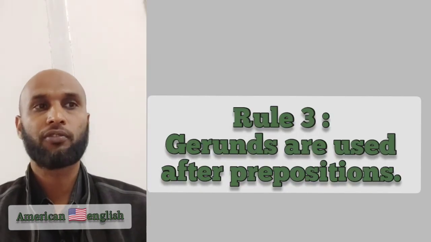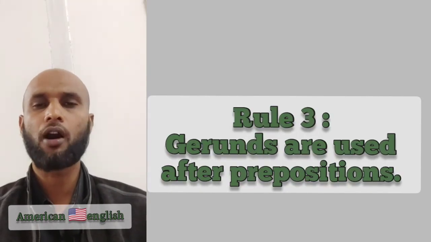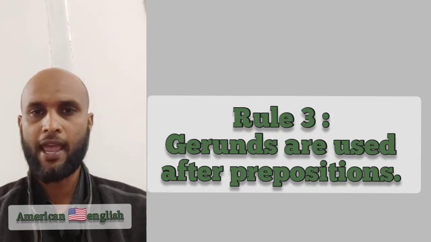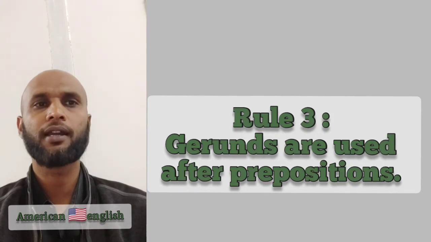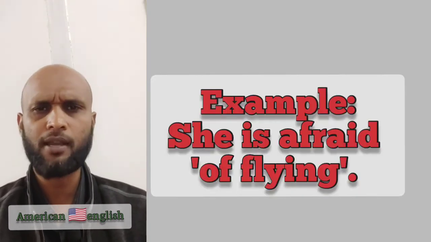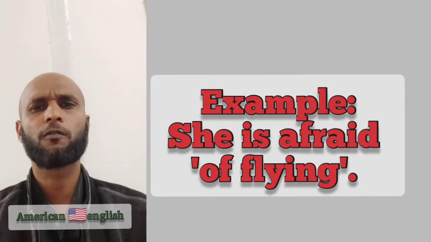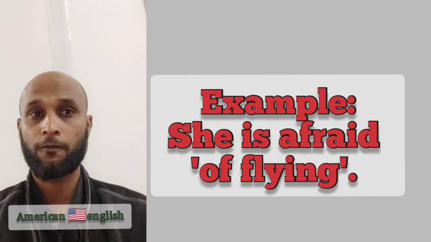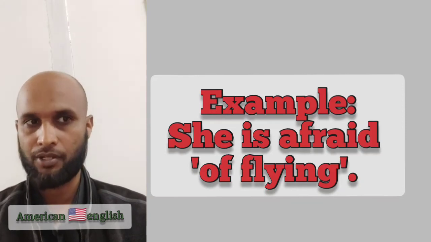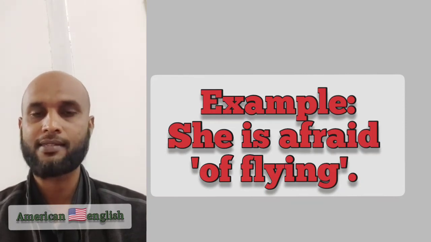Now the rule number 3, gerunds are used after prepositions. You almost always find a gerund after a preposition. For example, she is afraid of flying. In the sentence, of is the preposition and flying is the gerund.